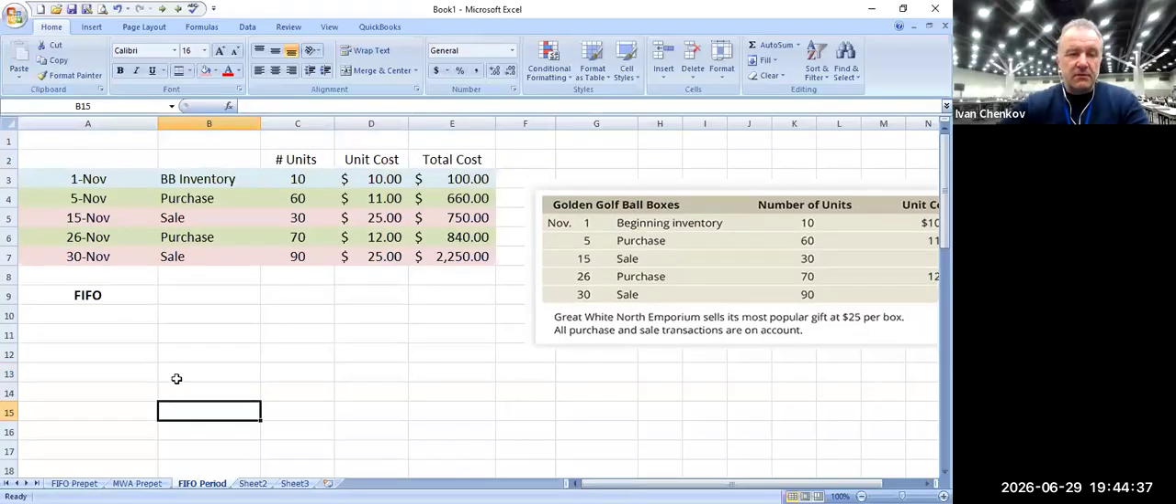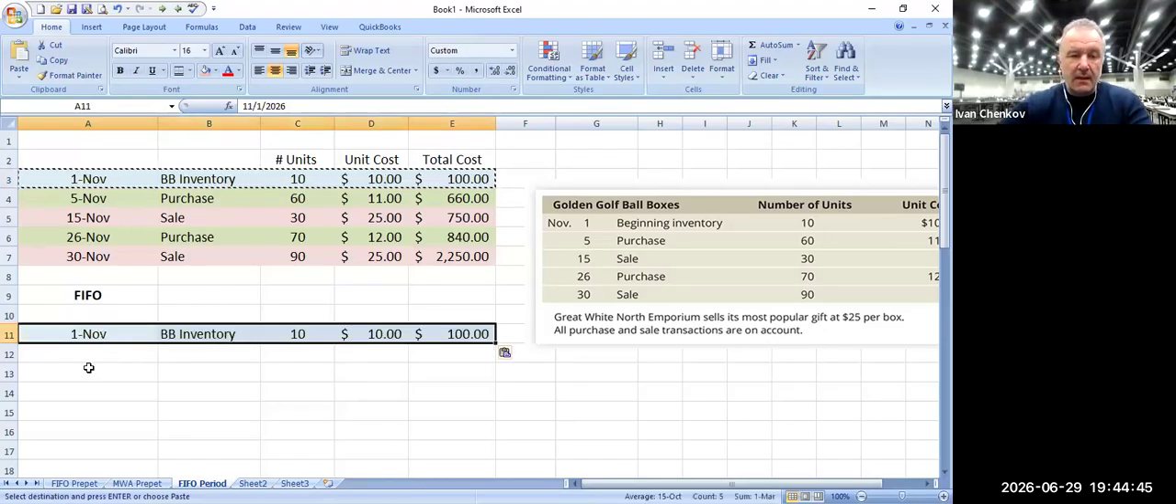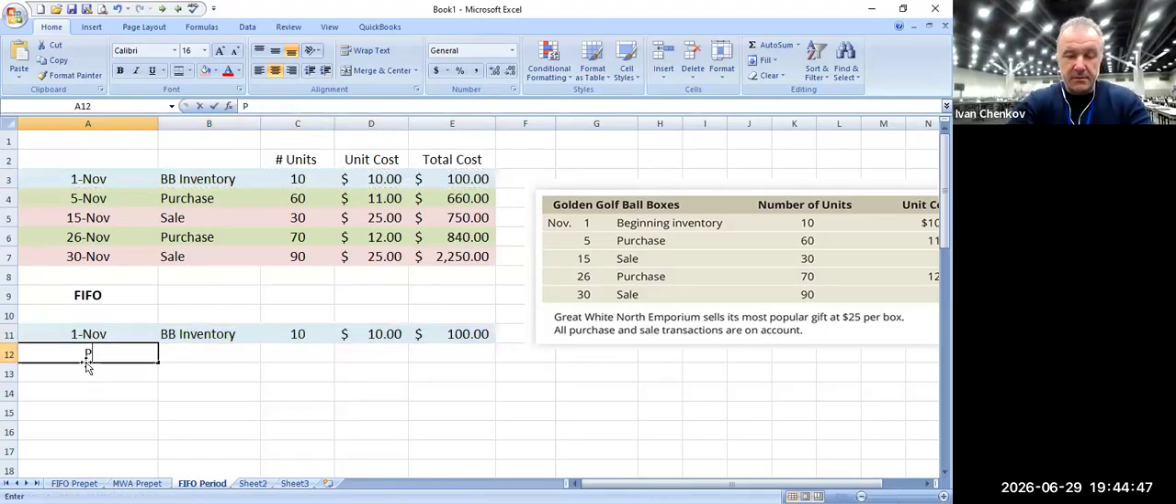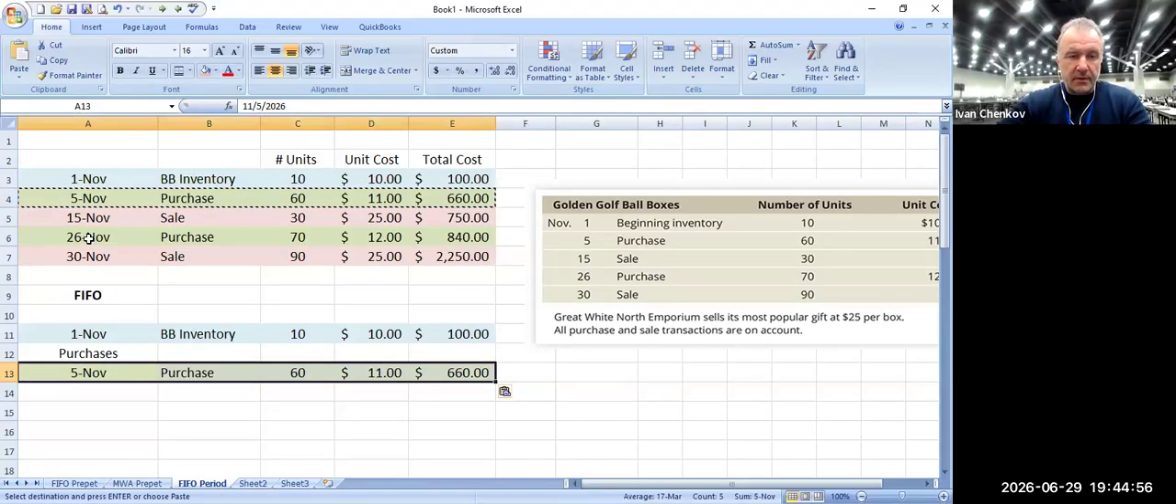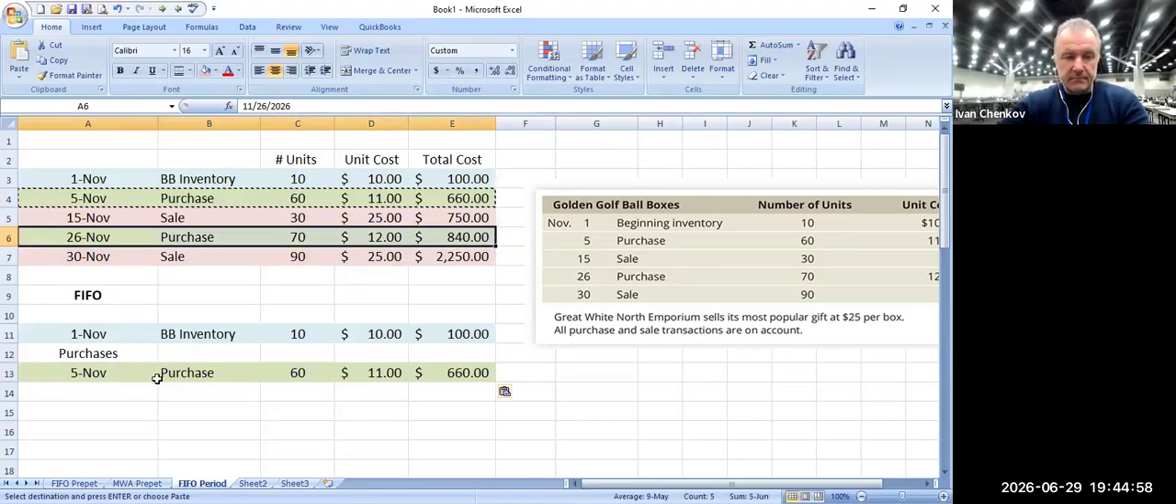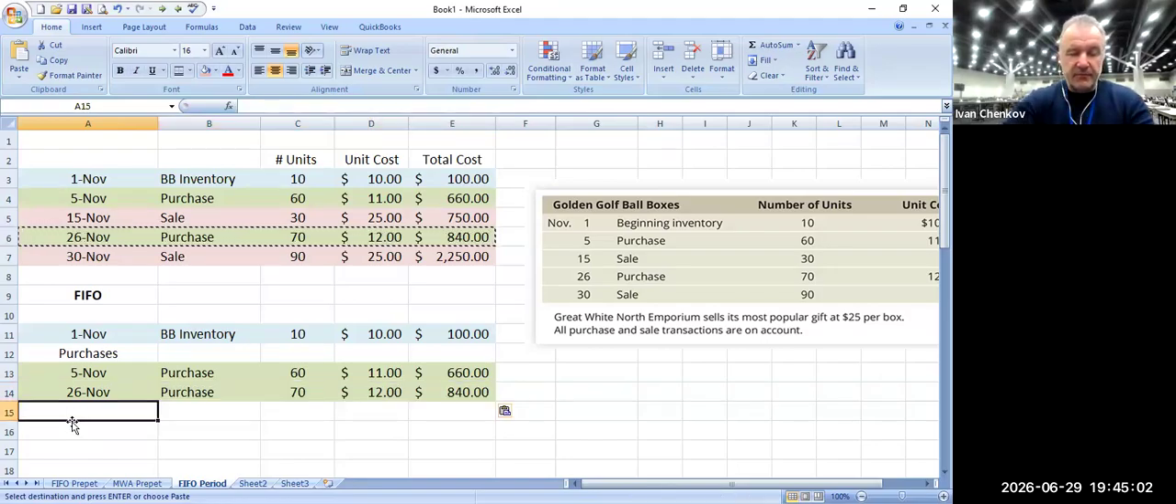So first in, first out in the periodic system. What are we going to get? Again, beginning inventory. Then we're going to add the purchases: purchase 1, purchase 2. Then we're going to have available for sale.